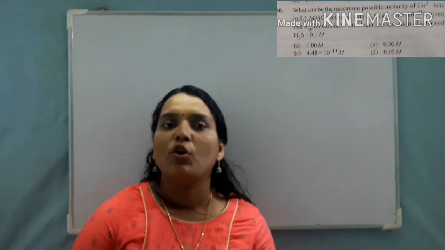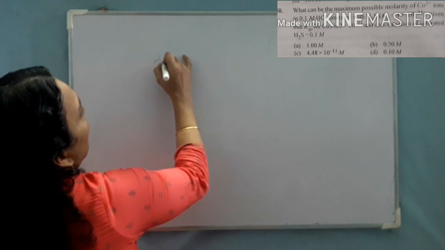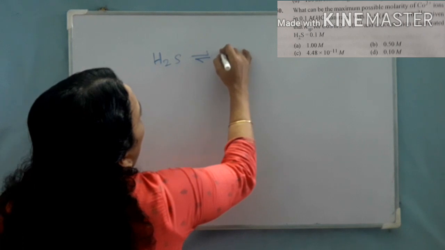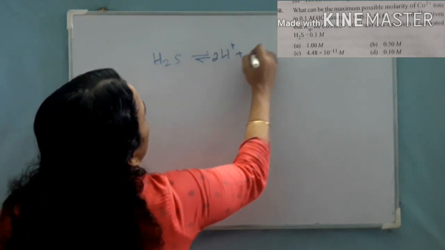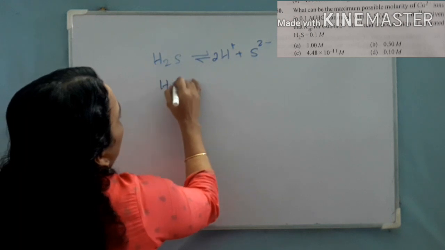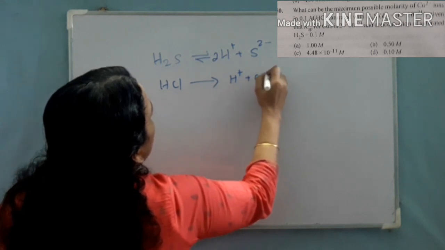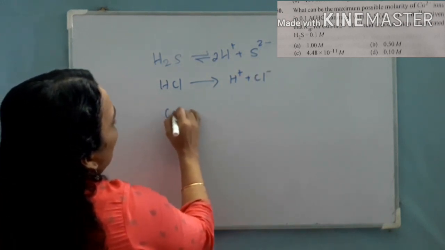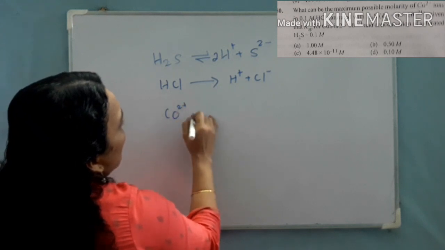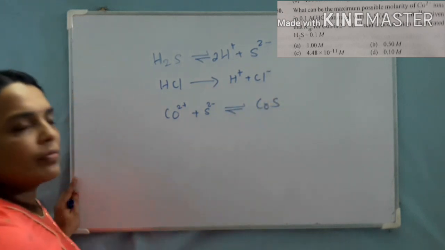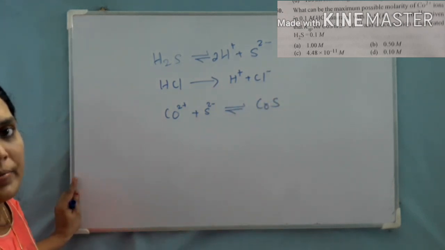So here, in the HCl and H2S solution, we are adding Co2 plus ions. H2S, a weak electrolyte, dissociates to 2H plus plus S2 minus. And HCl is also there, a strong electrolyte completely dissociated to H plus and Cl minus. And Co2 plus ions are also there. Co2 plus ion combines with S2 minus ion to form CoS. So three reactions are taking place here.